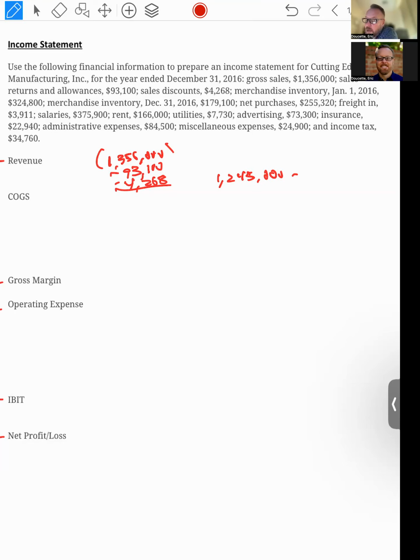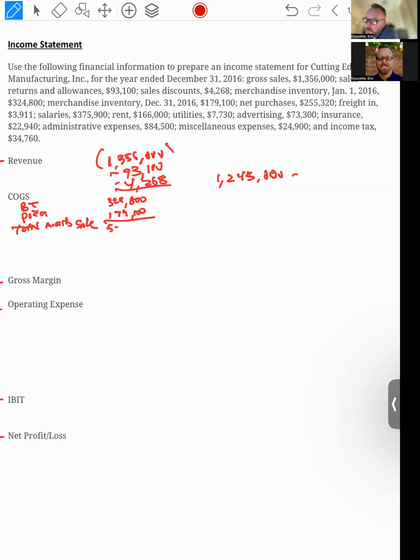So that's now her actual revenue or receipts after she's removed the returns as well as the discounts that she gave. And then her cost of goods sold is going to be beginning inventory first. So we'll put beginning inventory here, and her beginning inventory, inventory January 1st, 2016, was 324,800. And then she had purchases of 179,100. So we would add those together. That would give us what we call total available for sale. And that comes out to roughly, we'll just round it off, about 500,000.